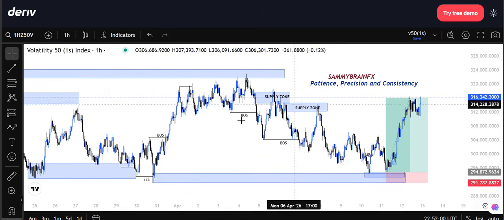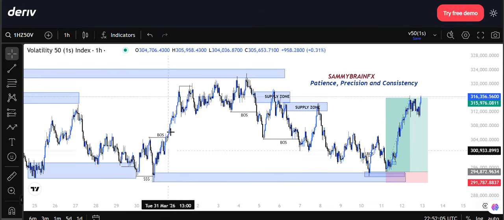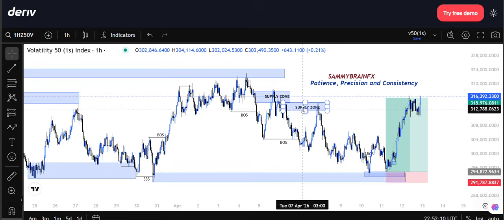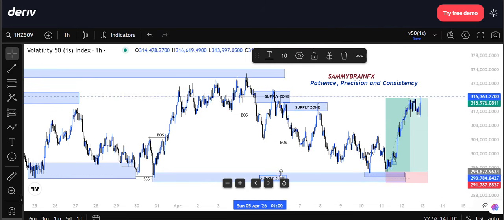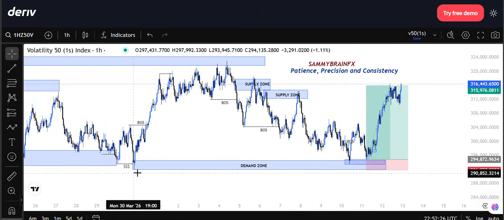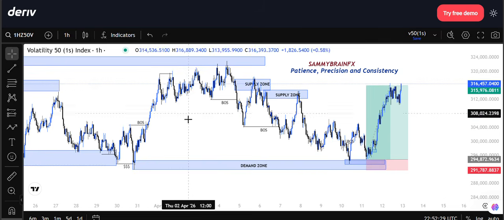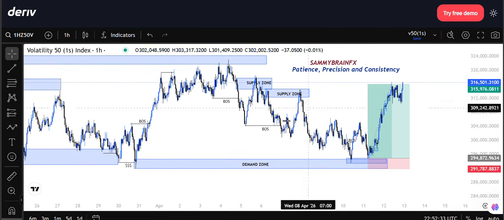So now we came in and waited. Before all this happened, there was a break of structure here, first of all, to the upside, caused by this zone. So this is a demand zone. This is a valid demand zone because it broke structure. It's a strong low because it broke structure to the upside. So now we're expecting price in the future to tap into the zone and then go up.